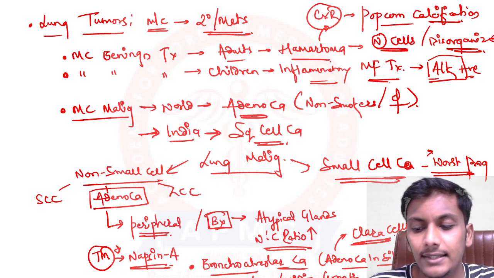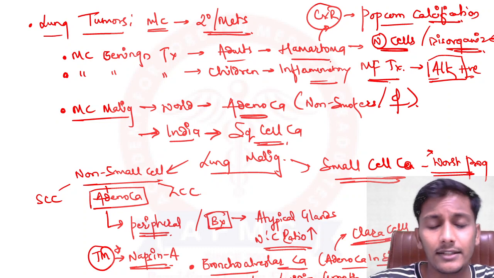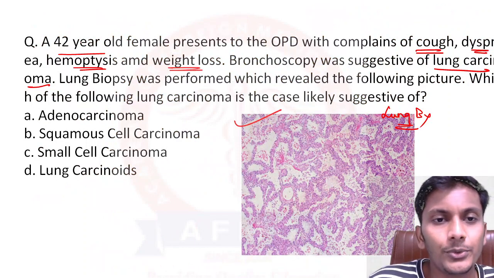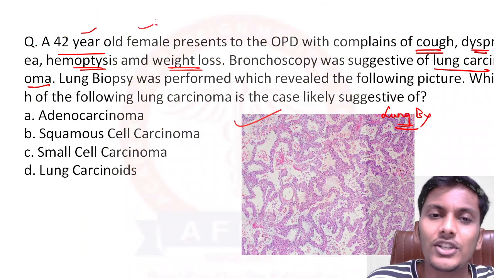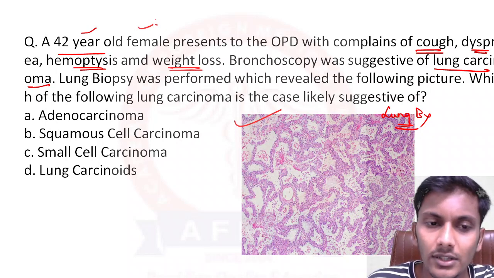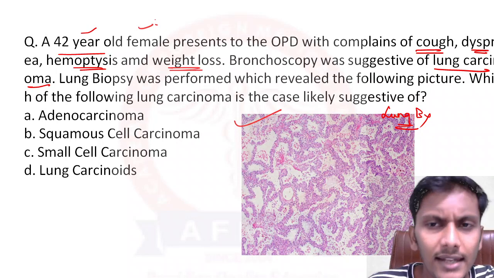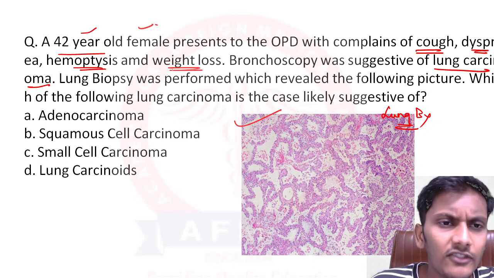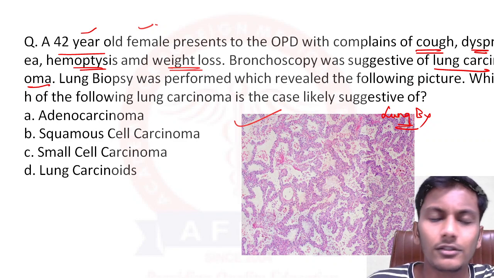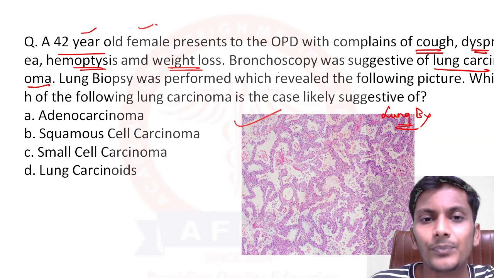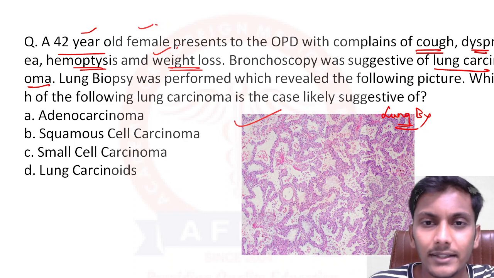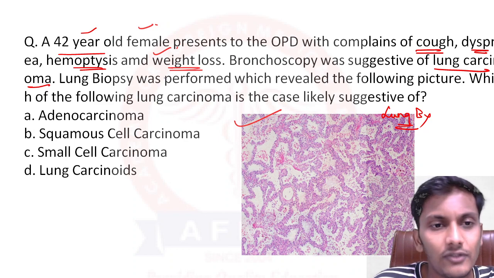So now let's go back to our question, guys, and see. It is a 42-year-old female. Which lung malignancy is common in females? It is adenocarcinoma. We have come to a diagnosis that this is a case of adenocarcinoma. Let's discuss further. Complaints of cough, dyspnea, hemoptysis, weight loss. As we all know, hemoptysis is a very common complaint in cases of lung malignancies. Weight loss, as we all know, cancer cachexia is very common in cases of malignancies. Bronchoscopy was suggestive of lung carcinoma.